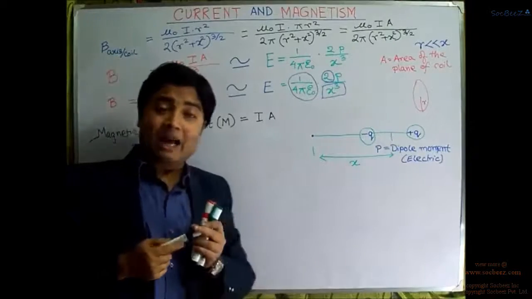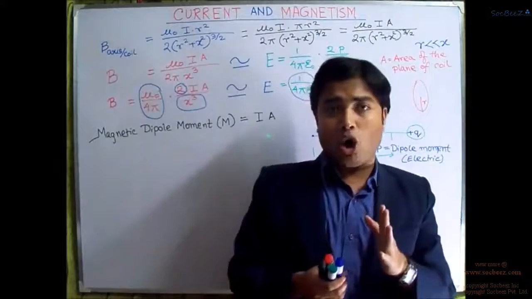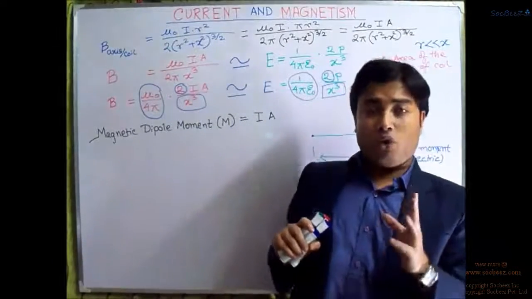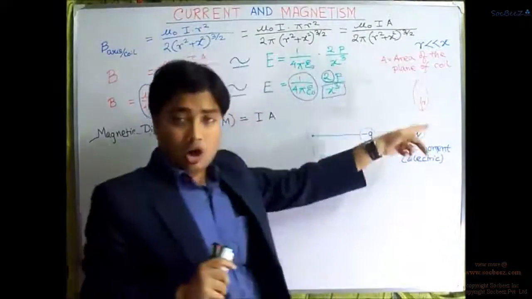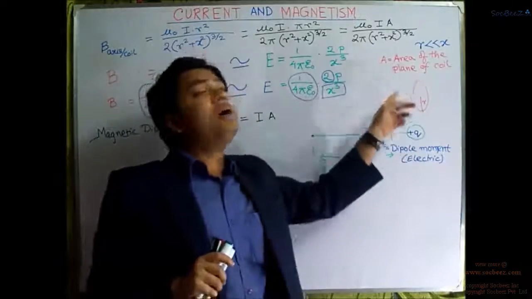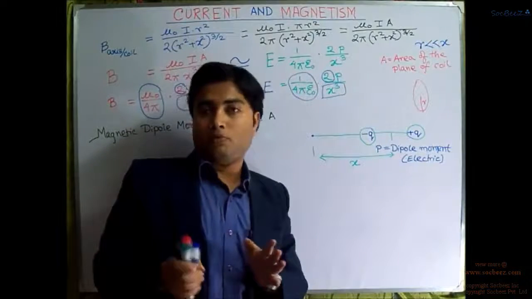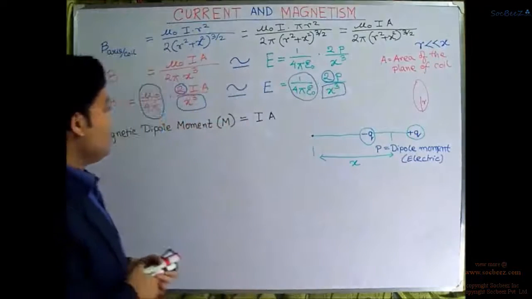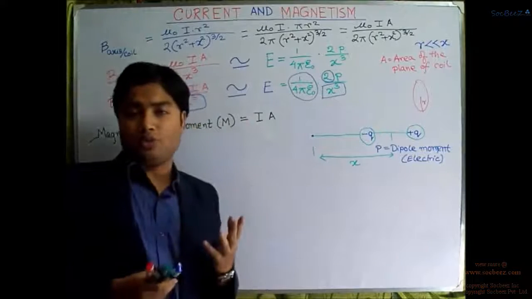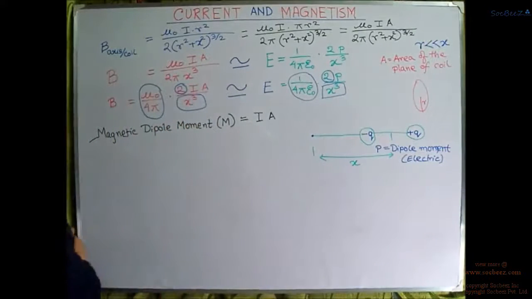So the magnetic dipole moment can be stated as the product of the amount of current flowing through this coil multiplied by the area of the plane of this circular loop. Now, as we have seen in the case of the solenoid as well, let us check some special cases.